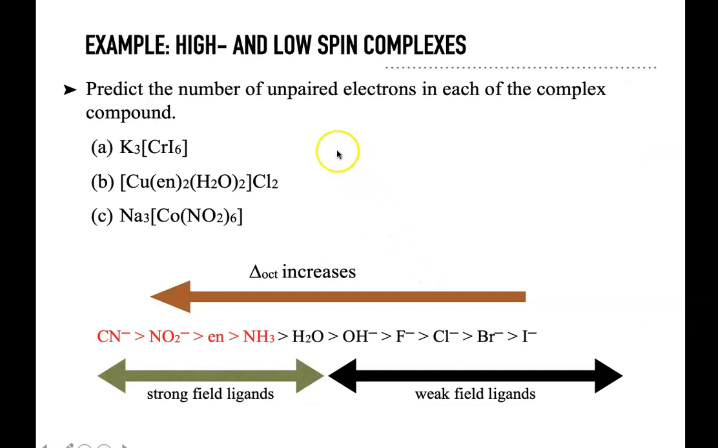Now we can do example high and low spin complexes. Predict the number of unpaired electrons in each of the complex compounds. Here now, potassium hexaiodo chromate ion right there. So this one should be 3 negative charge. You can figure out the number of d electrons, and you can go next time.